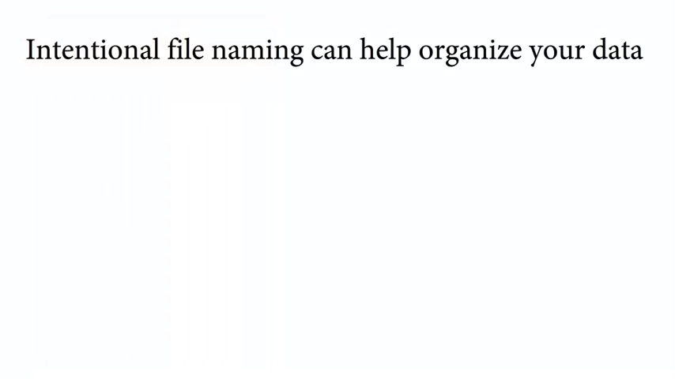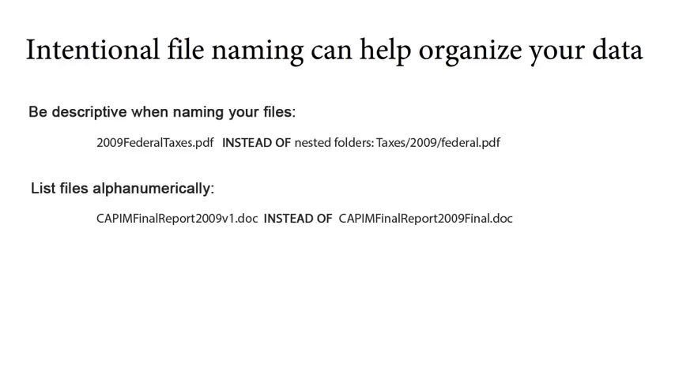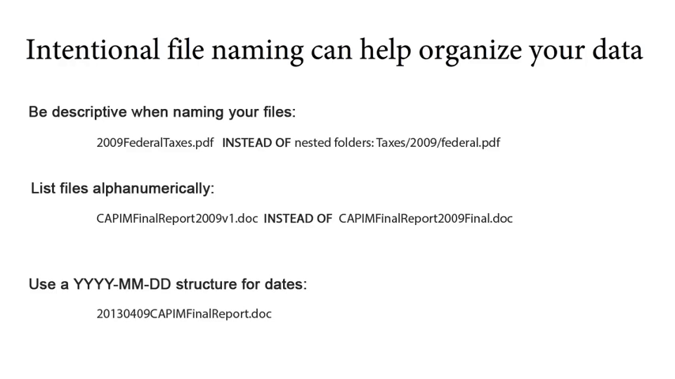To help your team organize your data, it can be useful to develop intentional naming conventions for your data files. When you are naming your files, you should be descriptive. Use file names that make it obvious what the file contains. List files alphanumerically, such as V1, V2, etc. for versions. Avoid terminology such as last or final. Use a year, month, day structure for dates and be consistent.